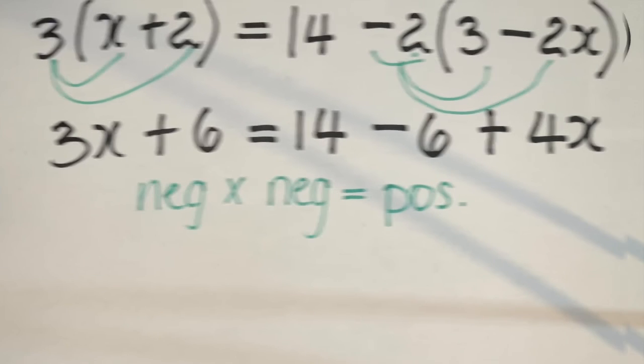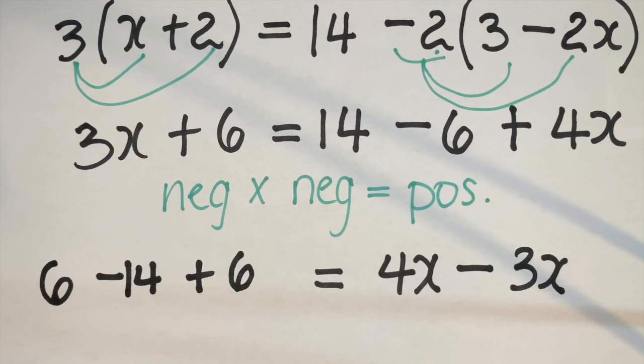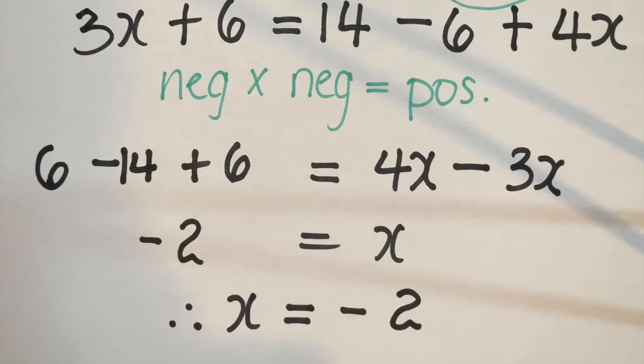So our new equation is 3x plus 6 equals 14 minus 6 plus 4x. Our next step is to combine the terms, and we're going to do that by bringing them over and using the inverse operation. We bring over 3x to the right, so it's minus 3x. So we have 4x minus 3x, and we bring over the 14 and the negative 6 to the left. So now we have 6 minus 14 plus 6. And 6 minus 14 plus 6 is negative 2. And 4x minus 3x is x. So x is equal to negative 2.